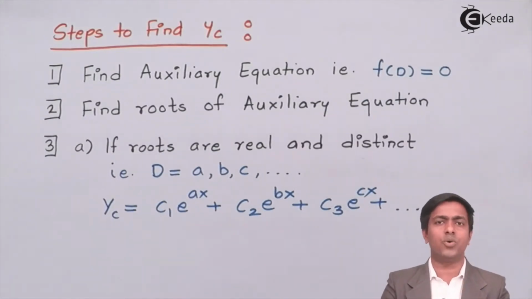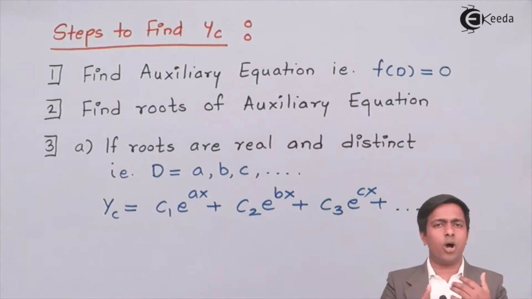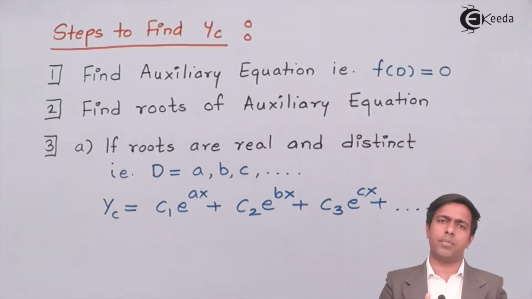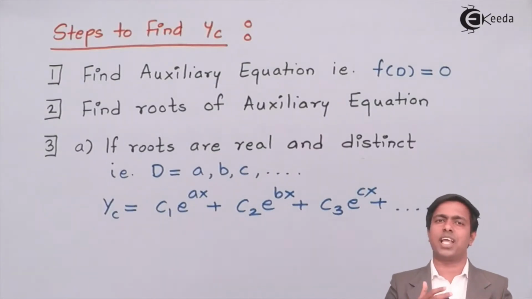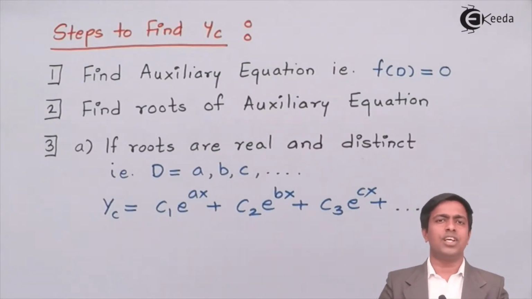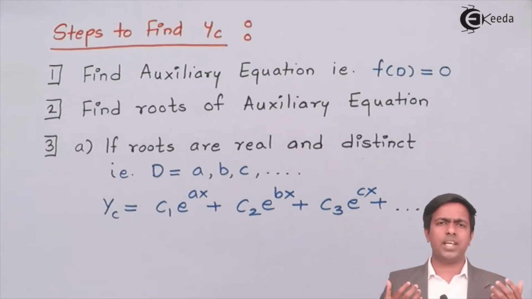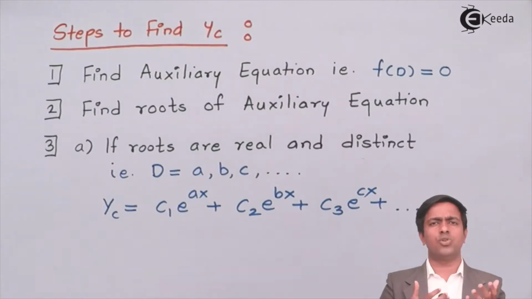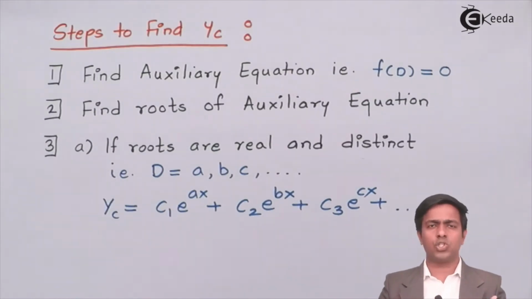Let me tell you, the f of d that we get is always in the form of an equation. That equation can be a cubic equation, a quadratic equation, or any degree 4 equation. What we have to do is find the roots of that equation by the general methods of solution of equations, and observe those roots. Now there are 5 different methods to find out the yc.